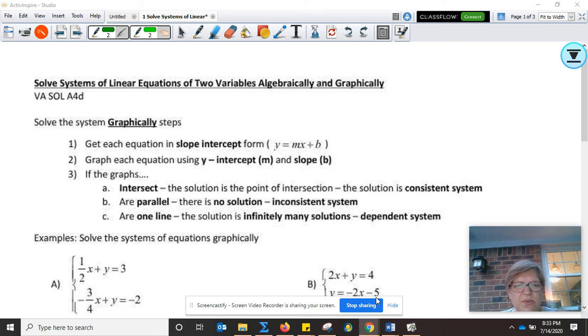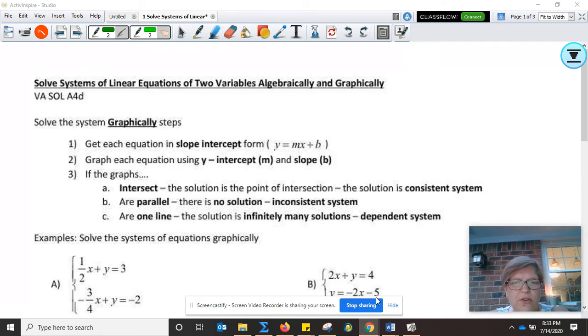All right, so in this section, we are going to solve systems of linear equations of two variables graphically and algebraically. I'm going to break this down into three different videos. First of all, let's do it graphically.